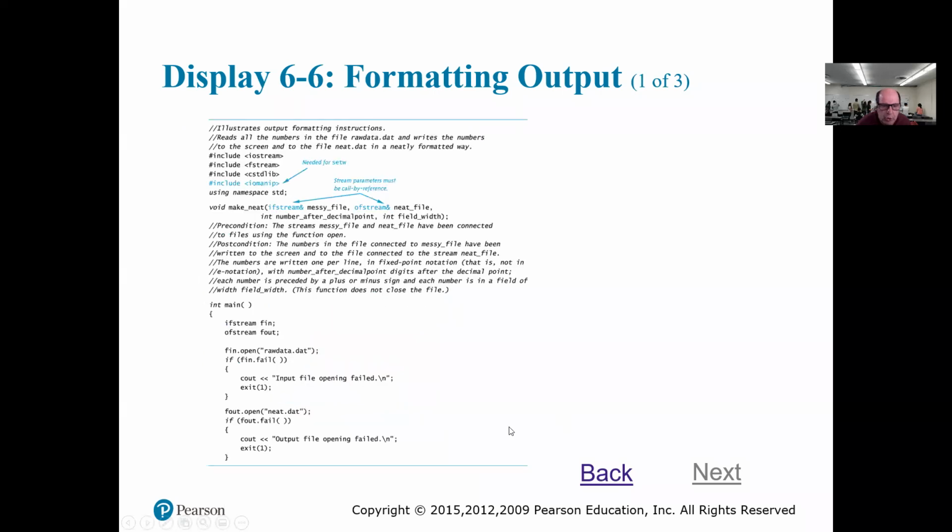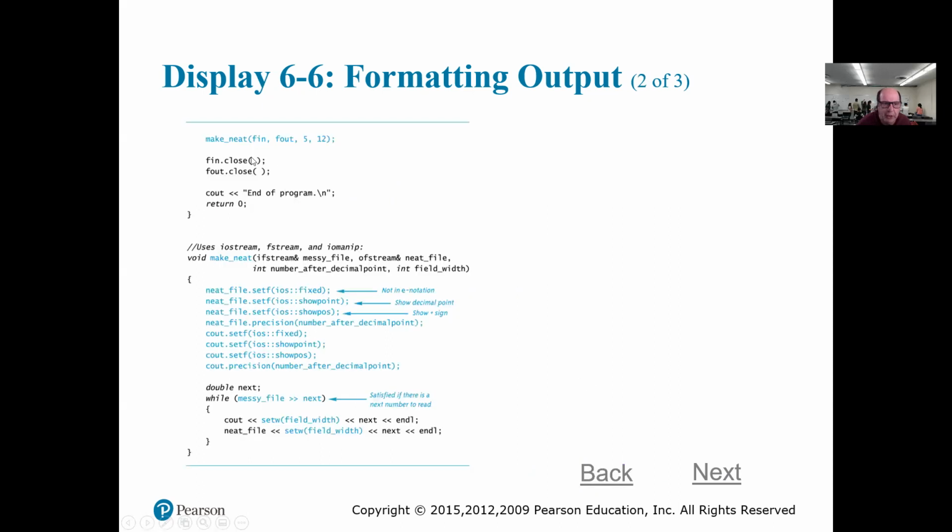So you can see that in here, when I call this make neat with f in, f out, I have 5 for the number of digits after the decimal point, and I have 12 for my field width. We do it this way so we can have different numbers for different things. Remember, the functions should be generic enough to move anywhere we want. So we give the option to the future developer that they can call the same thing with different numbers. So we can do it through a global constant, or we can pass it as a parameter.